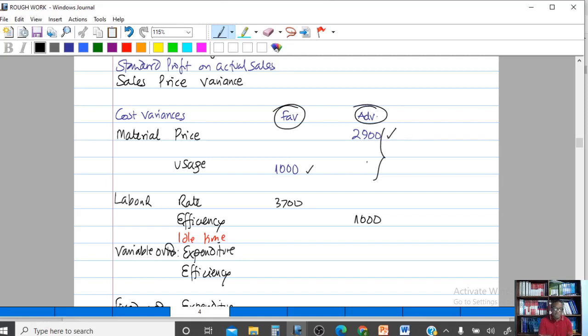Now, assuming it was the other way around, and this was adverse of 2.9, and this was favorable. Let's just say the rate is favorable. Now, it is possible that it meant that we went for cheaper labor, and that cheaper labor can lead to adverse usage. So if the usage were adverse, one could connect the labor rate to say that probably inexperienced staff were cheaper, and so they wasted the material, and so usage was adverse.